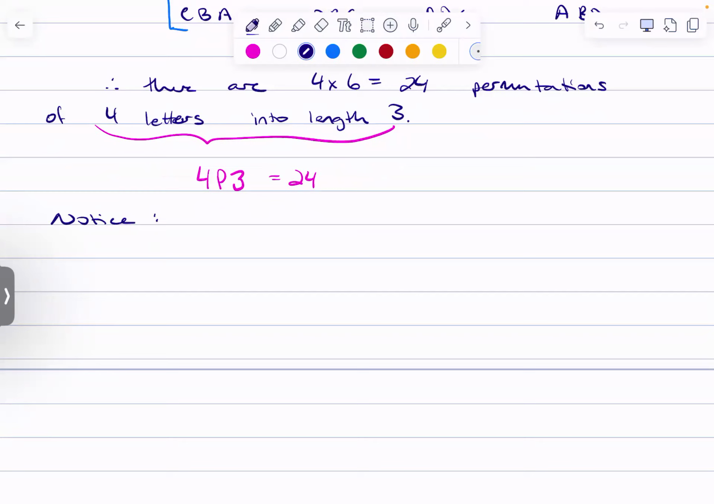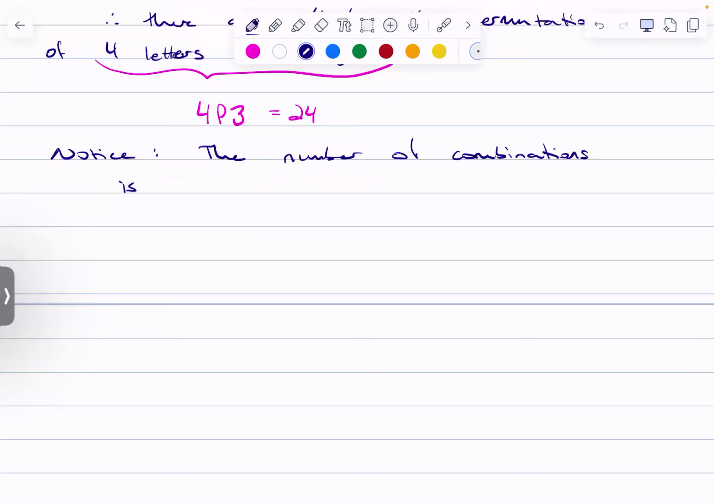What was I going to notice? Notice, the number of combinations is 4p3 divided by 3 factorial. We said 4p3 is 24 and 3 factorial is 6. 24 divided by 6 gets us to 4 combinations.